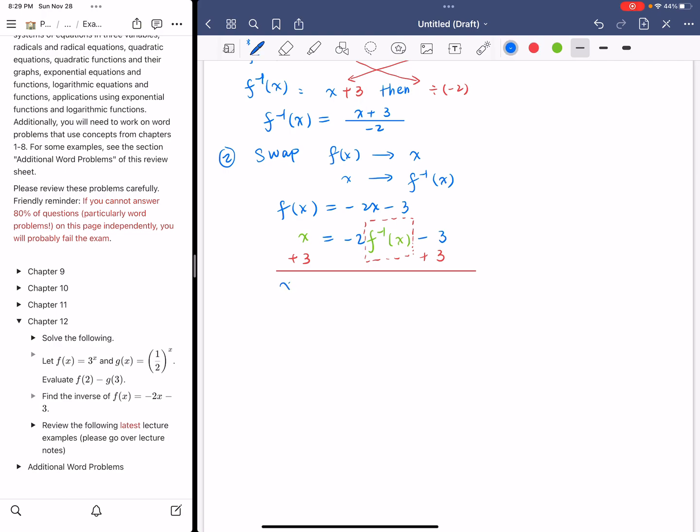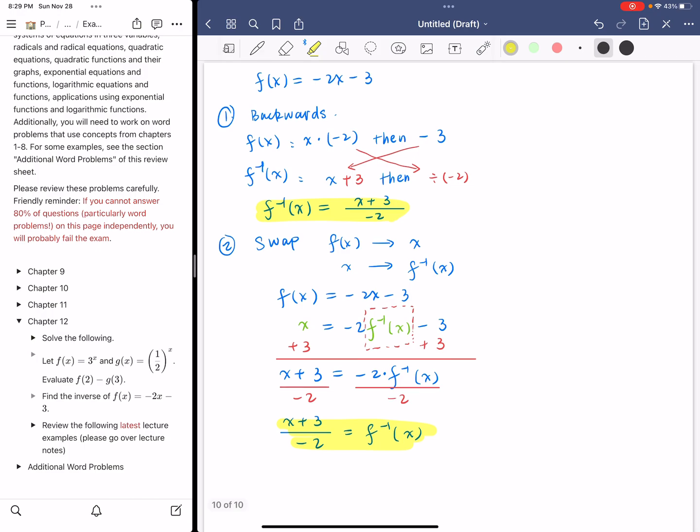And that gives us x plus 3 equals -2 times f inverse of x. By the way, there's a multiplication right there. The next inverse will be dividing both sides by -2. And as you guessed, it's the same as before: x plus 3 over -2. That is our inverse function. So our inverse function is x plus 3 over -2.